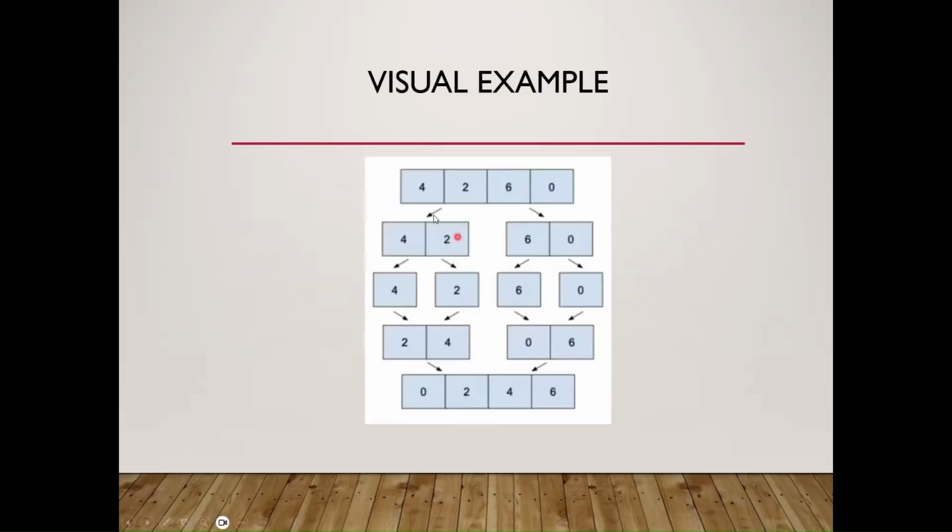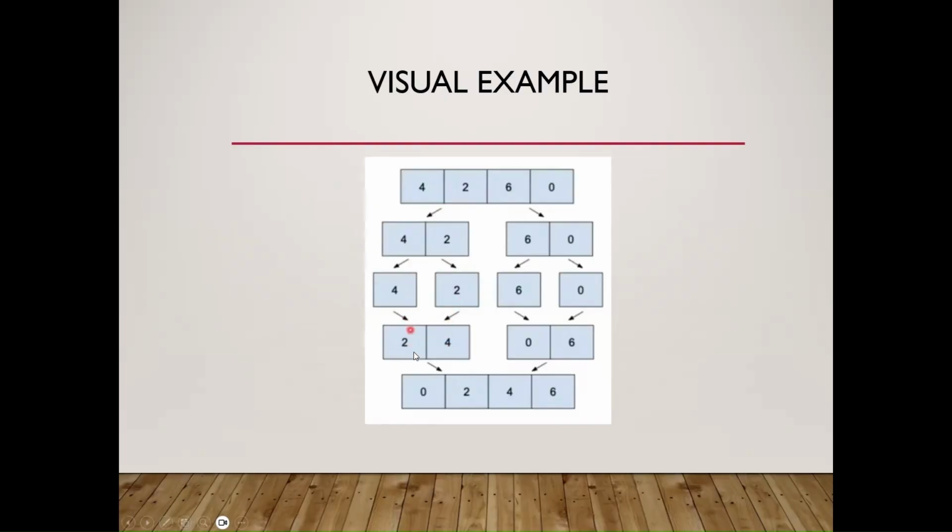And here's a visual example. So this is an unsorted array. It will first start breaking down into halves. So as you can see, these two halves get broken down, and these two halves get broken down until one element is left in an array, and then these will start merging in a sorted manner.